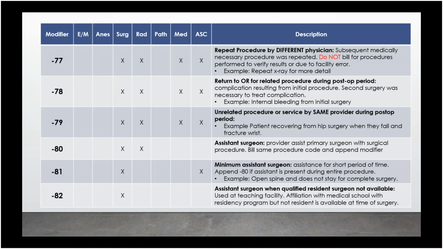78, surgery, radiology, medicine, ambulatory surgery. Return to the OR for related procedure during post-op period. This is complications resulting from the initial procedure. A second surgery was necessary to treat that complication, such as internal bleeding from the initial surgery. Say an artery was nicked and they had to go in and repair it.